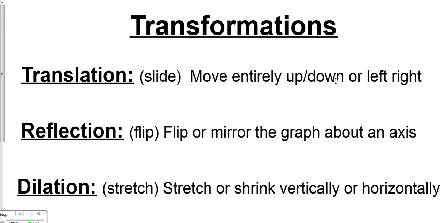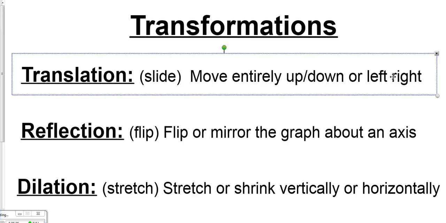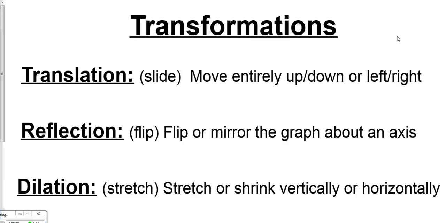You are moving everything entirely up and down or left and right. Suppose I could put a, there we go, up, down, left, right. That is called a translation or a slide transformation. A reflection is a flip.